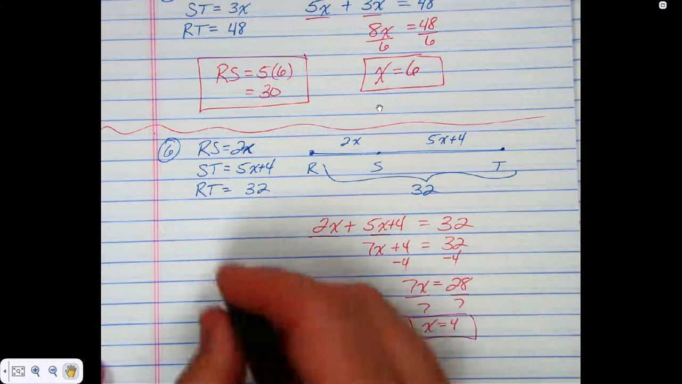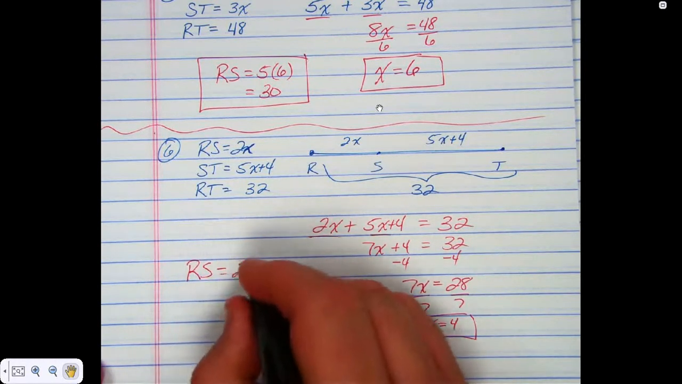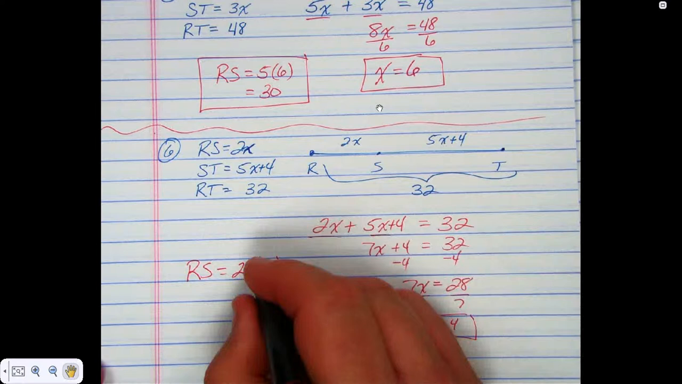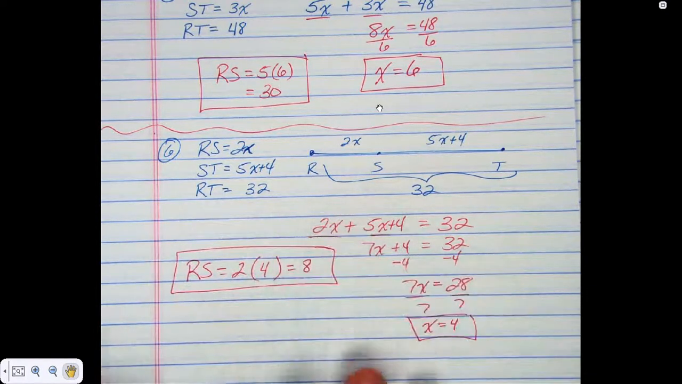What's the other thing I've got to find? RS. RS is 2 times whatever x is. x I found to be 4, so what's it? 8. Easy peasy, huh? Yep.